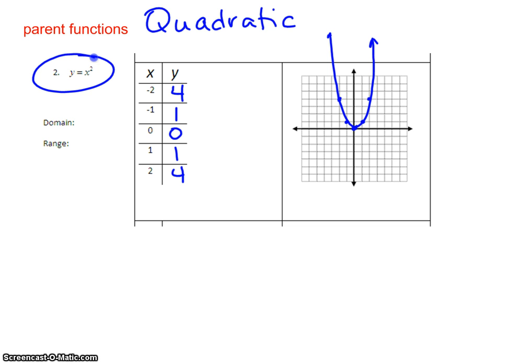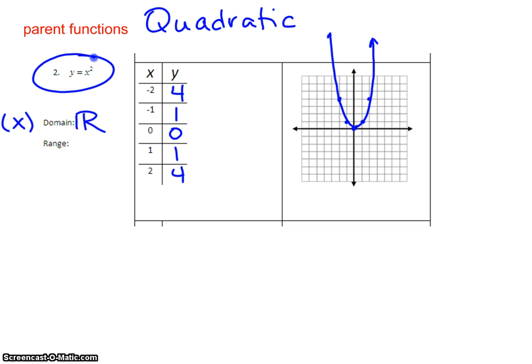And again, remember, it's U-shaped. We'll get to the absolute value again, which is V-shaped. It's not connecting the dots. Now, one thing that we're going to add in here is our domain and range. Domain again is my x values. What x values can I plug into this function? I can take any real number and square it.